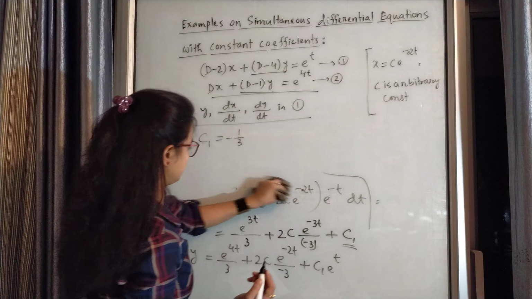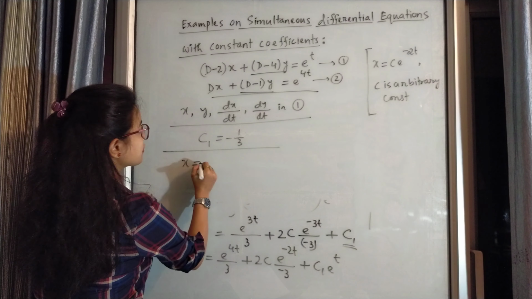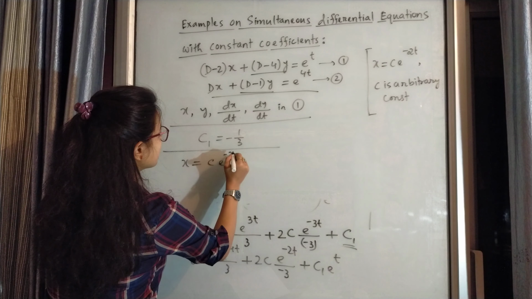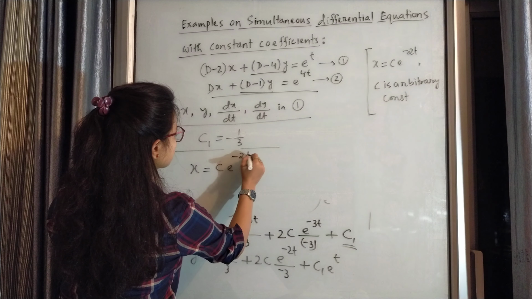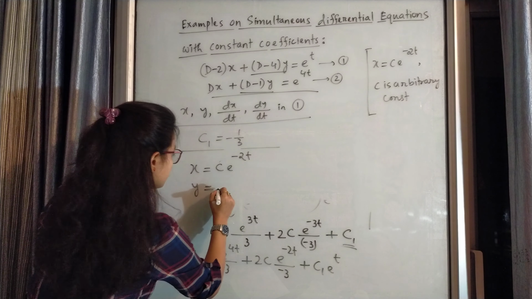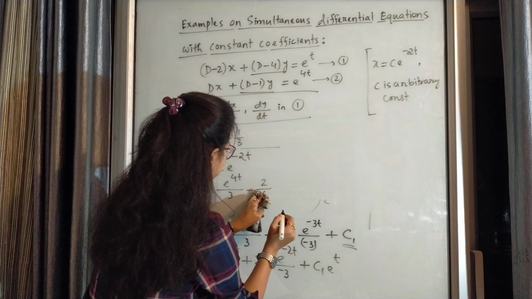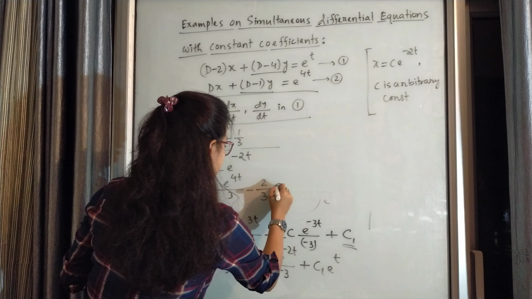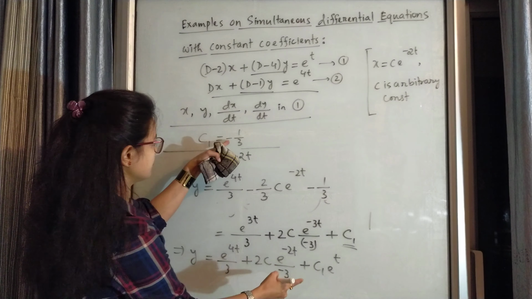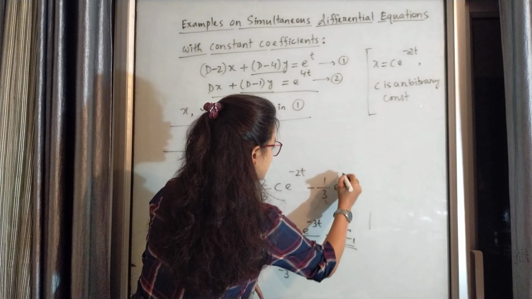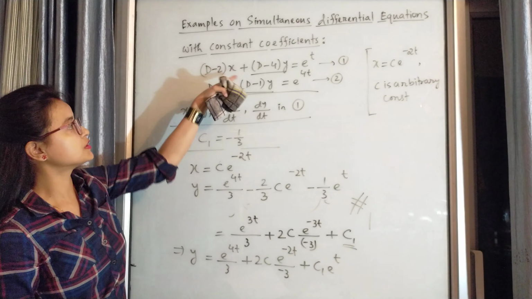So the solution is x = c e^(-2t), and y = e^(4t)/3 - (2/3)c e^(-2t) - 1/3 e^t. In place of c1, putting -1/3, we have -1/3 e^t. Hence, this is the general solution to the simultaneous differential equations of this general form.